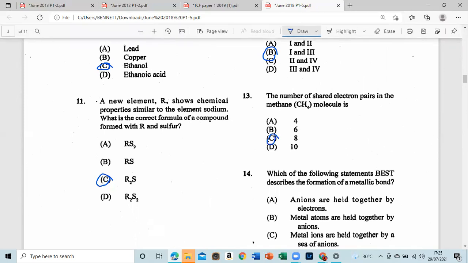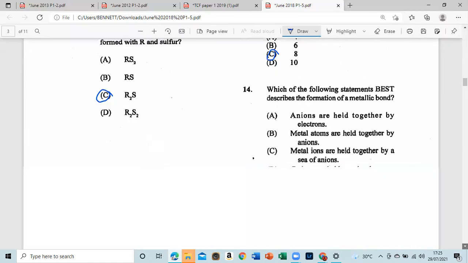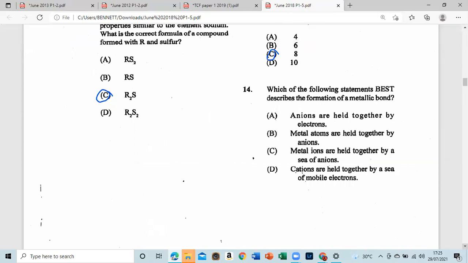Number 14. Which of the following statements best describes the formation of a metallic bond? Is it A, anions are held together by electrons? B, metal atoms are held together by anions? Is it C, metal ions are held together by a sea of anions? Or is it D, cations are held together by a sea of mobile electrons? And number 14, hold on there.